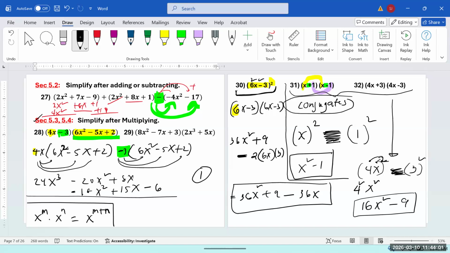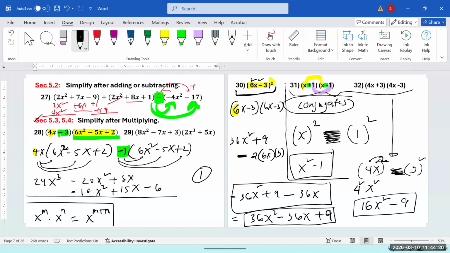And since usually we write powers in decreasing order, it will look nicer if you write it this way, 36x squared plus 36x plus 9. They both are the same. Nothing is wrong with any one of these. But this one looks nicer.